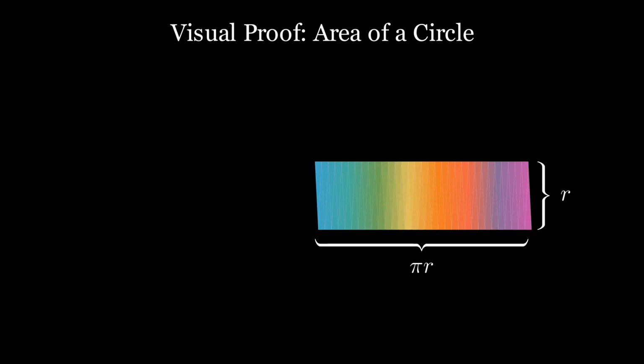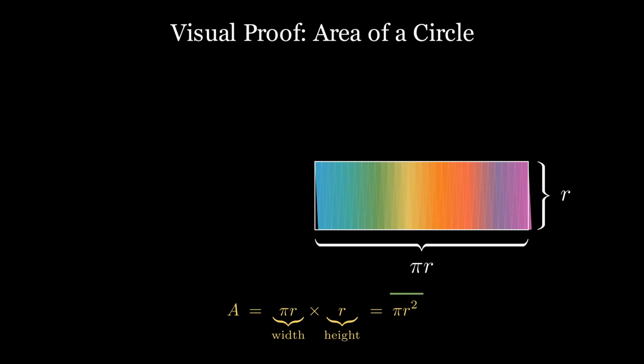Now we have a rectangle with width pi times r and height r. The area of a rectangle is just its width times its height, so multiplying pi times r by r gives us our final formula, pi r squared. And there's your visual proof.